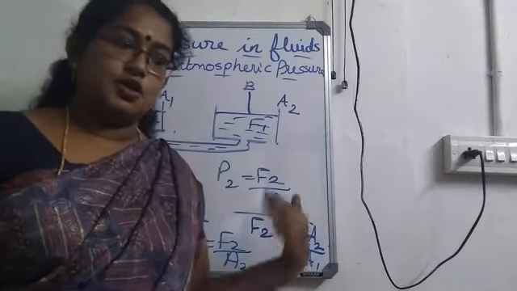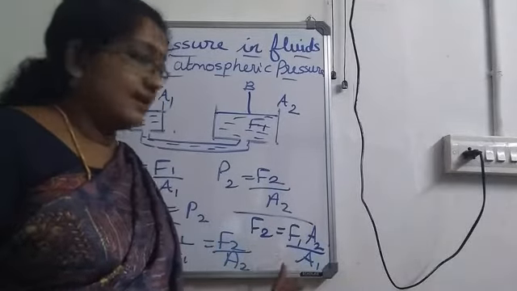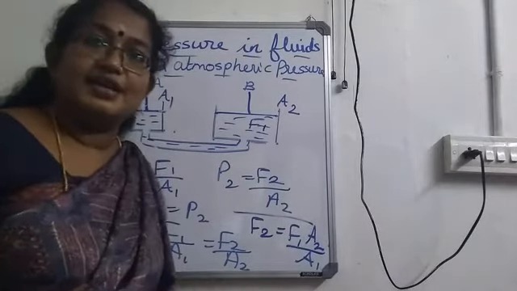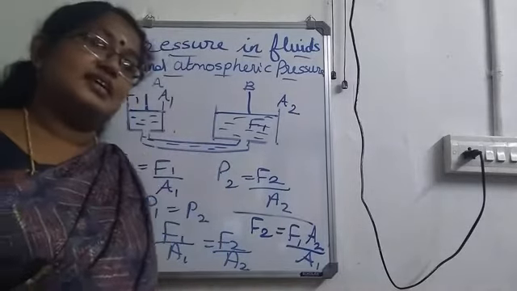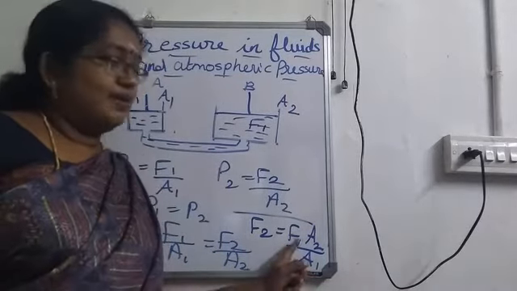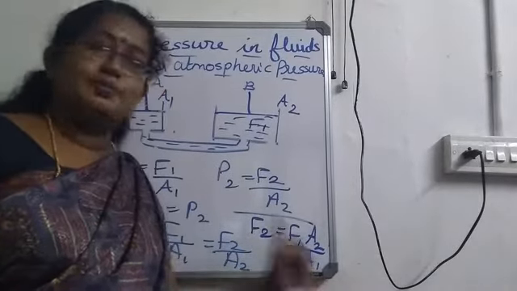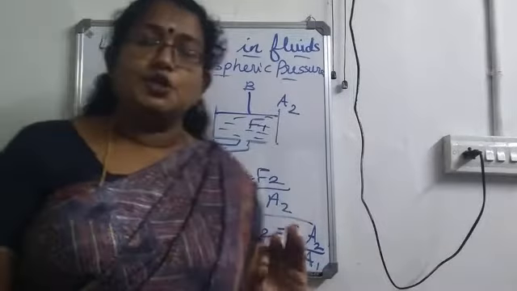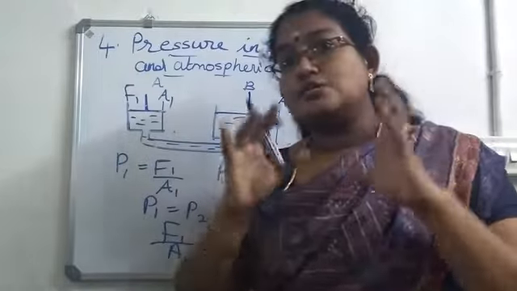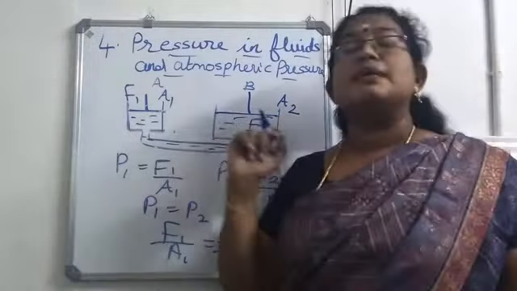Due to Pascal's law, the pressure gets transmitted, and F2 is the pressure formed there. In the case of F2, it is F1 into A2 by A1. That means which one is greater here, F1 or F2? Naturally, it is F2, isn't it? F1 means it is F1 itself. F2 is F1 into A2 by A1. So, what can you conclude from this? A small force applied on the smaller piston produces a larger force on the bigger cylinder.